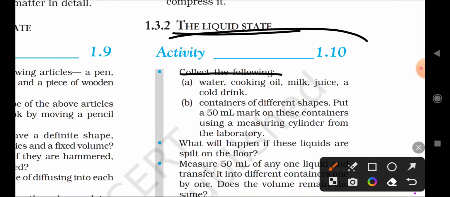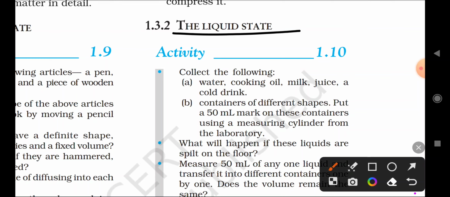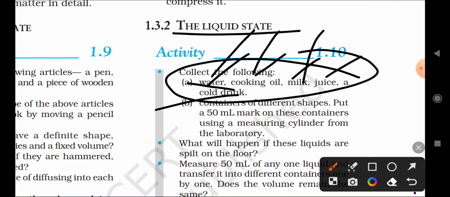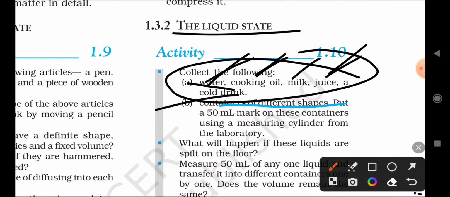Perform the following activity to understand the properties of liquid. First we go through activity 1.10. Collect water, cooking oil, milk, juice and cold drink. You have to collect all of these: water, cooking oil, milk, juice and a cold drink, and take them in containers of different shapes.